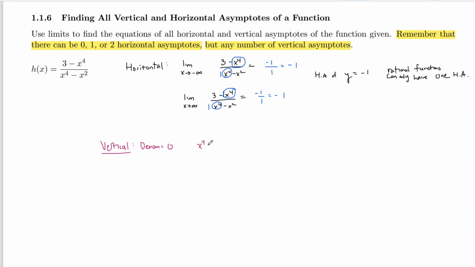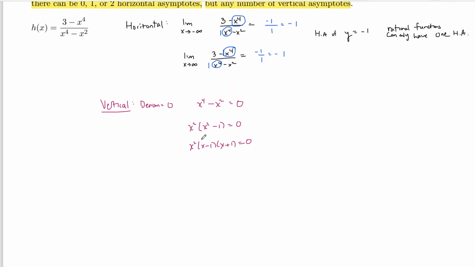We have x to the 4th minus x squared equals 0. Start by factoring this out. You can factor out an x squared, and you get x squared minus 1 equals 0. And this is a difference of squares, so you can even factor this too. We have x squared times x minus 1 times x plus 1 equals 0. And you set all of these equal to 0.